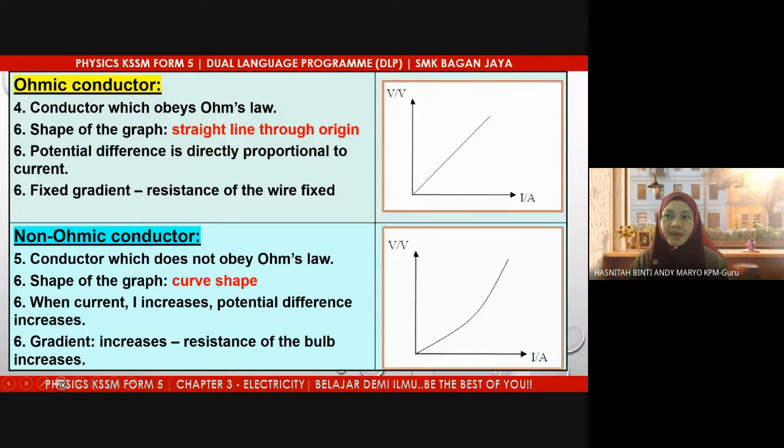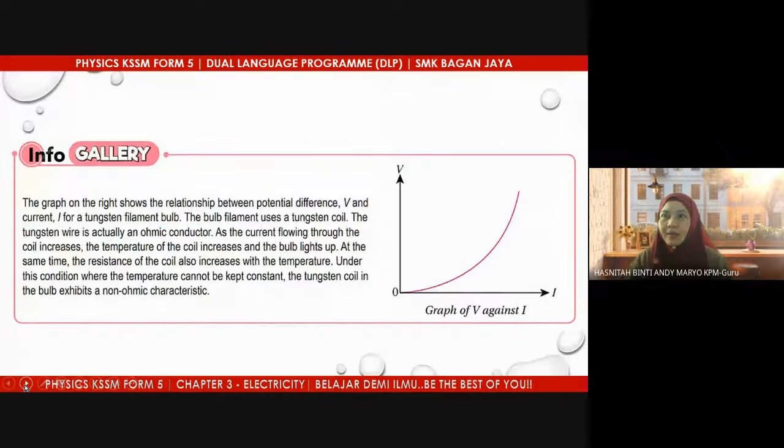Okay, so any questions so far? Anything you would like to ask? Are you clear with the lesson until this point? Compare ohmic and non-ohmic conductor, students. Before we go to the conclusion, we take a look first at why the gradient increases for a non-ohmic conductor.